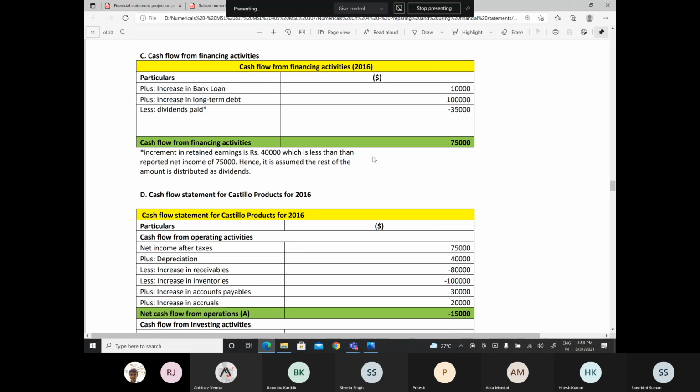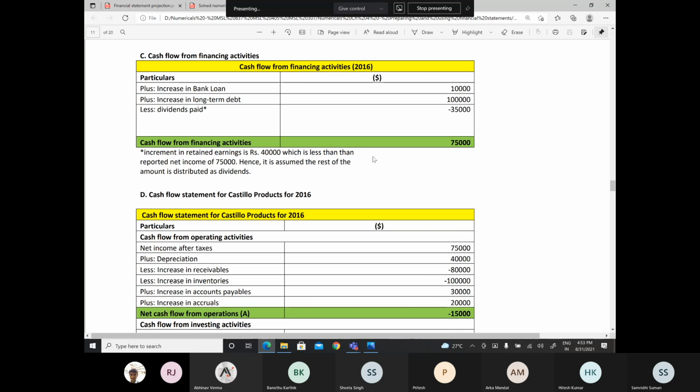Hence, it is assumed that the rest of the amount is distributed as dividends. So, your 75,000 was your net income, but you have only retained 40,000. That means that the other 35,000 you have paid out as dividends. Okay. So, we are reducing that and we have net cash flow from financing activities at 75,000.